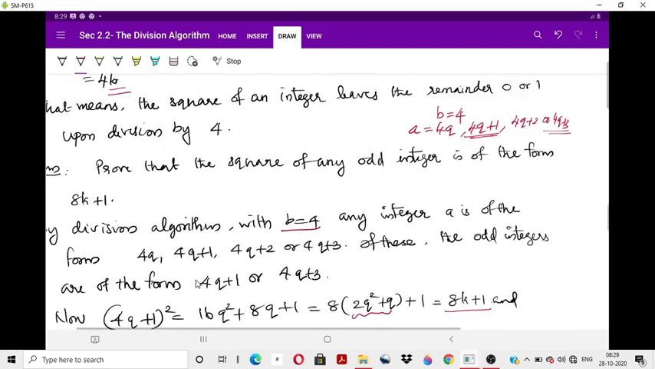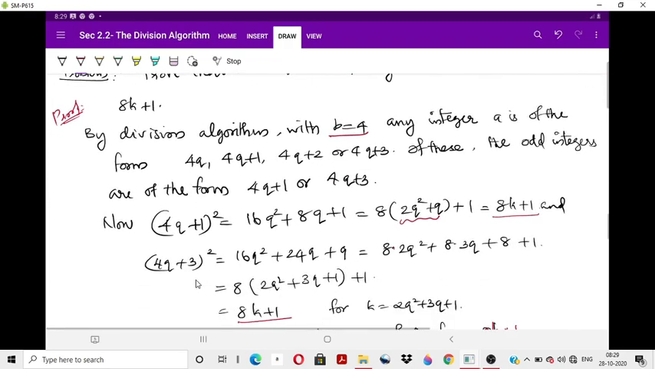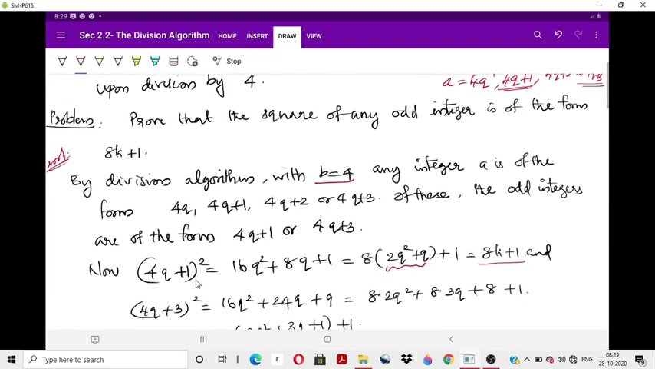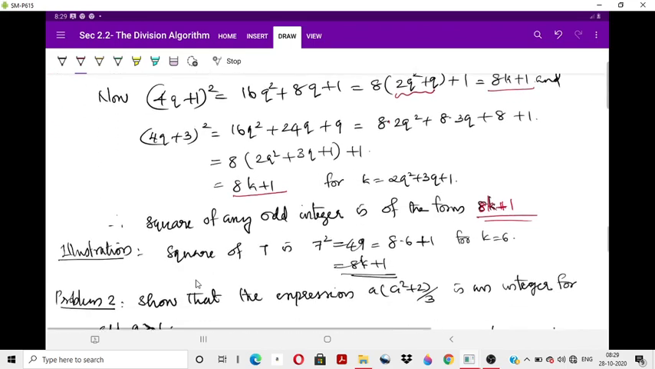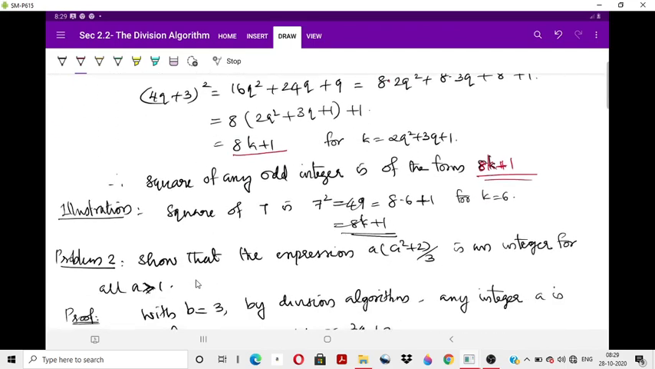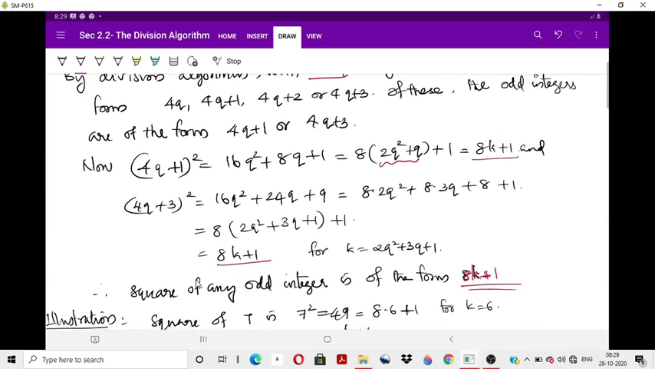So in this way we prove results using the division algorithm. This is just one application of the division algorithm. In this way we can prove problems like this. Now just an illustration. We just proved the result that the square of any odd integer can be written in the form 8 into k plus 1 for some integer k.